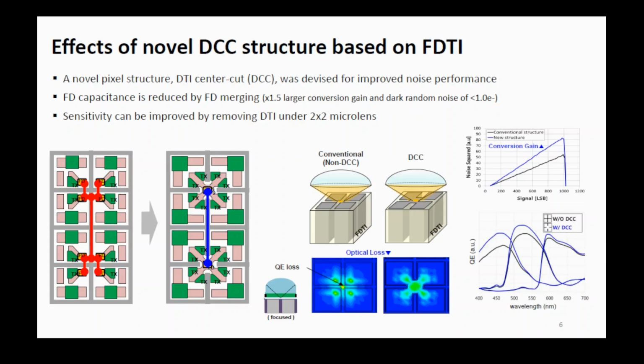So if the micro lens can focus onto the DCC area, then we can reduce the optical loss effectively. And you can see the comparison of the QE performances of the non-DCC and the DCC structure. The upper graph shows the conversion gain improvement when we apply the DCC structure.